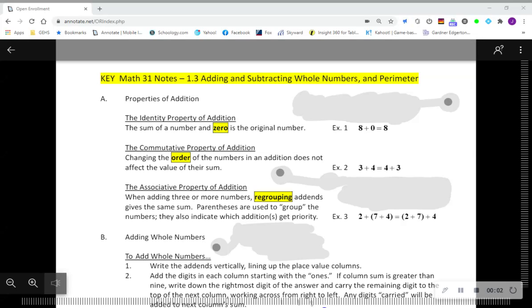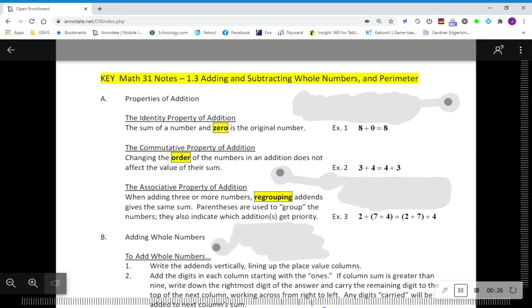This is Mr. Peterson, and I'm going over the notes for section 1.3 in Math 31 for Longview College. This section deals with adding and subtracting of whole numbers, and the application would be a few problems on perimeter.